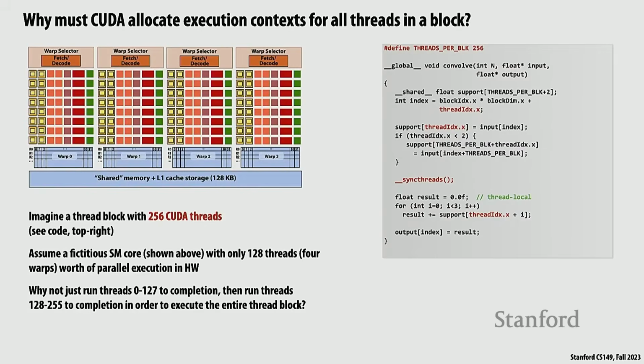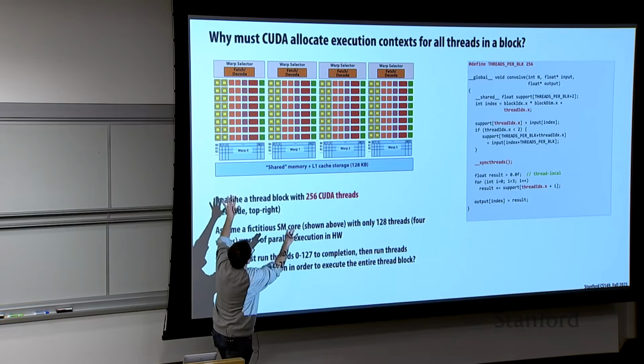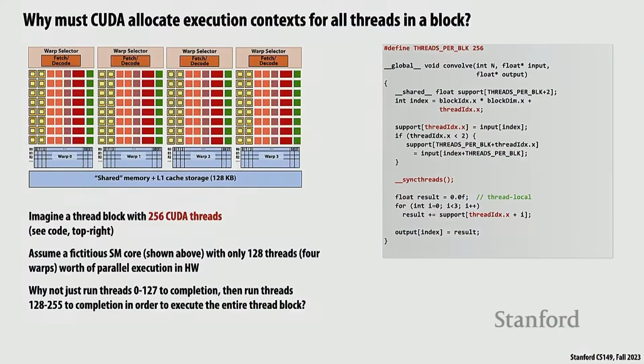Now I made a core, and this is not the full thing. Let's just say it only has 128 execution contexts, so 4 warps here. I made a tiny little core. And I have my thread block with 256 CUDA threads. So I have a core that only has execution context for 128, and I have a program that I wrote with 256.